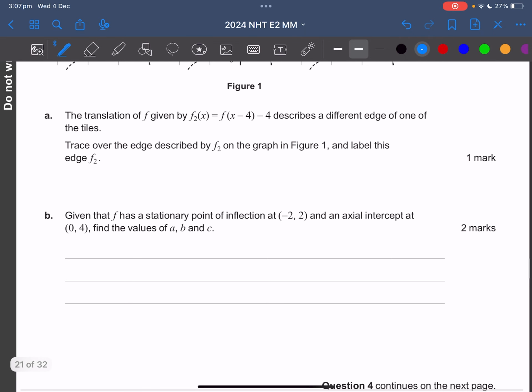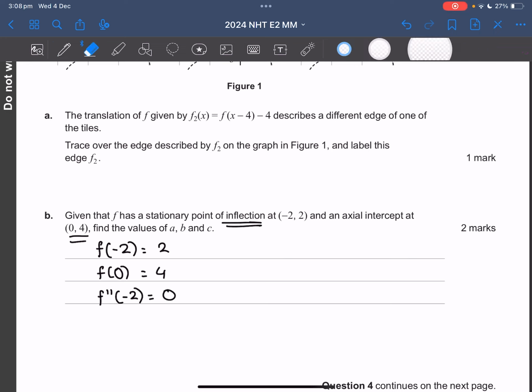Given that F has a stationary point of inflection at -2, 2 and an axial intercept at 0, 4, find the values of A, B, and C. Okay, so I think we have to do this on the calculator. We are given a point of inflection, so this gives us 3 bits of information: F of -2 is 2, F of 0 is 4 because there is an intercept, and F double derivative of -2 equals 0 because there is a stationary point of inflection there. Okay, so we can use these 3 pieces of information to find all 3 variables A, B, and C. So let us quickly find that.